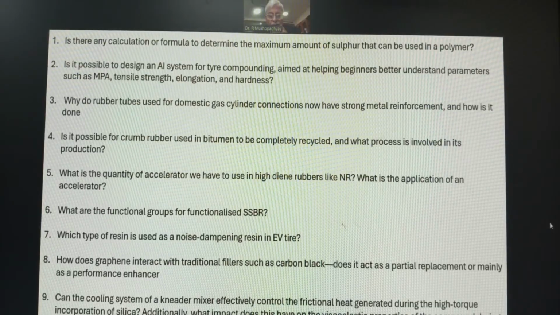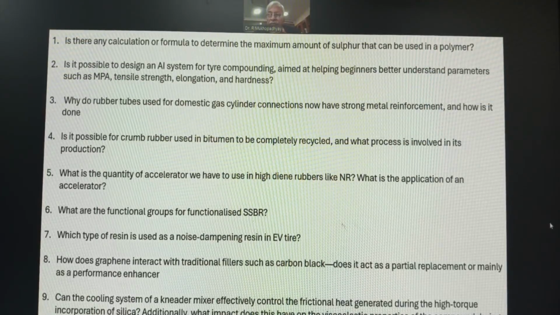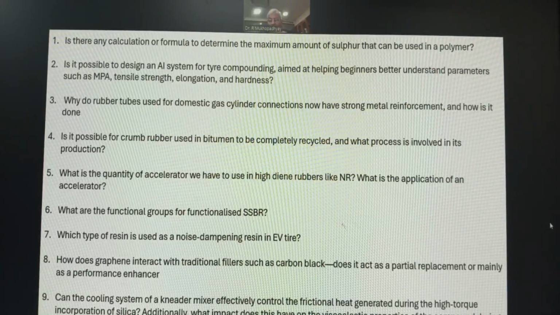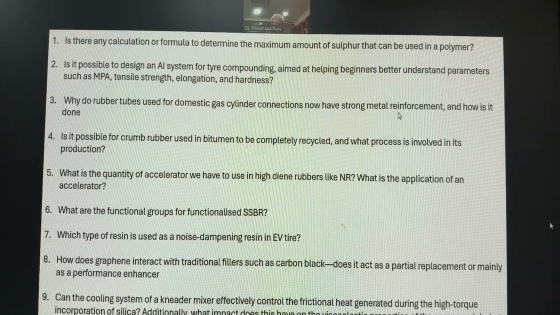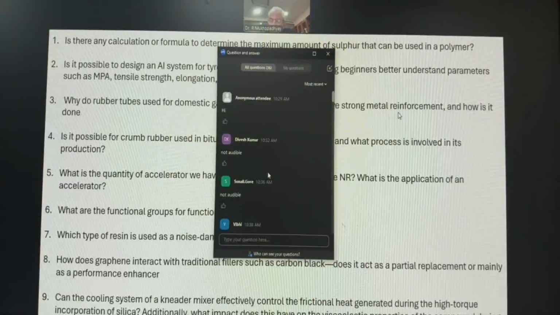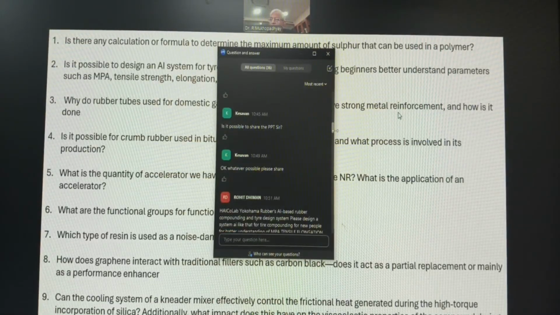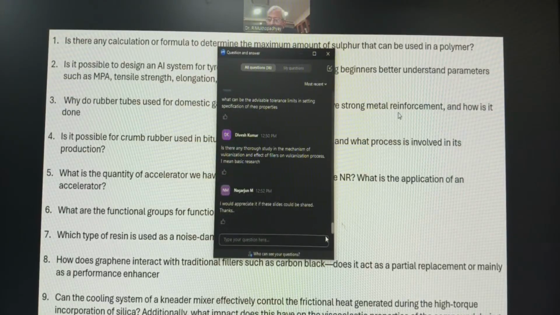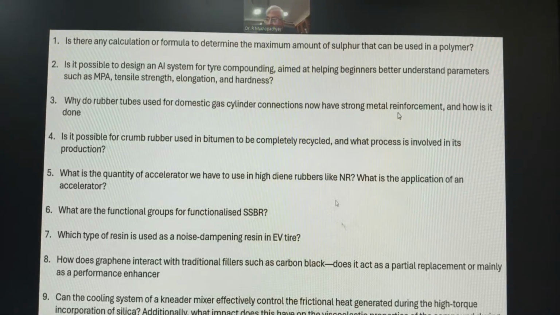Is there any calculation or formula to determine the maximum amount of sulfur that can be used in a polymer? Very clear. Sulfur has a limited solubility in the different polymers. As I told you, in natural rubber itself, about 1 to 3 phr is good, but beyond 5 phr, if you want to add, you have to go for insoluble sulfur. In general purpose rubber it is generally like this, but if you go to nitrile rubber, solubility is limited. You can generally use 1.5, beyond that, suppose you want higher doses of sulfur, then you have to consider the insoluble sulfur.